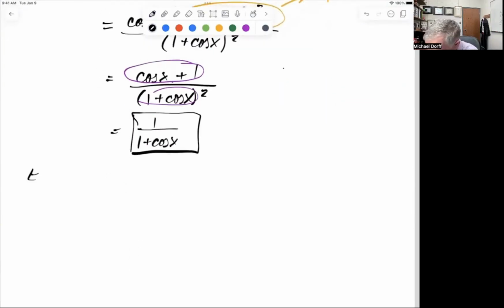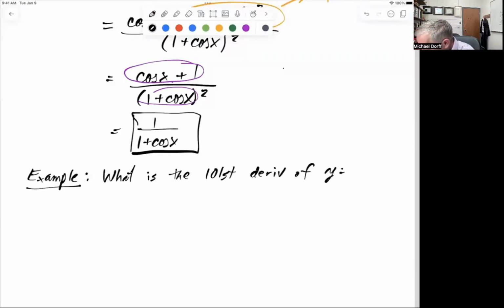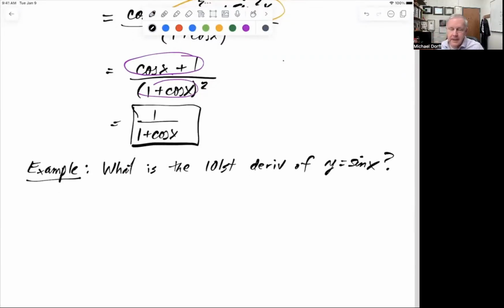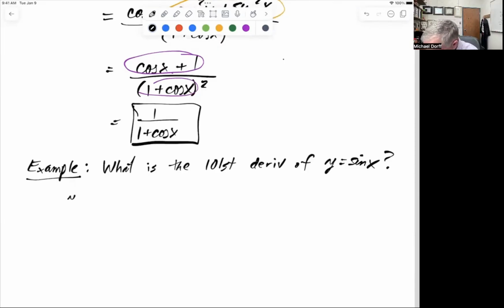Here, let's do another example. Sometimes I see these on homework or exams. What is the 101st derivative of y equals sine x? Now, you may think I could just take the derivative 101 times, but let's look at this. So the first derivative is going to be, so the derivative of sine from what we talked about before is cosine. The second derivative, I'm going to take the derivative of cosine and get minus sine.